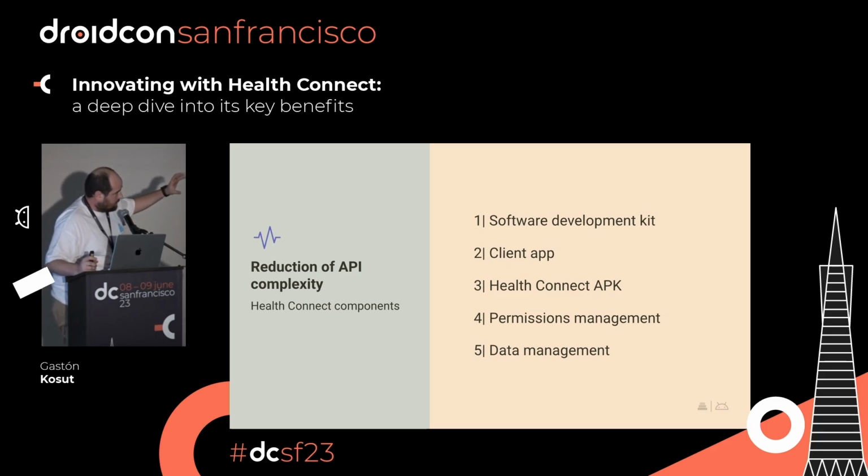About permission management, Health Connect helps visualize a list of applications requesting access to display data, and also a list of existing user permissions like heart rate, steps, calories burned, etc. And last but not least, we have the data management component, where Health Connect provides a user interface with an overview of the recorded data.